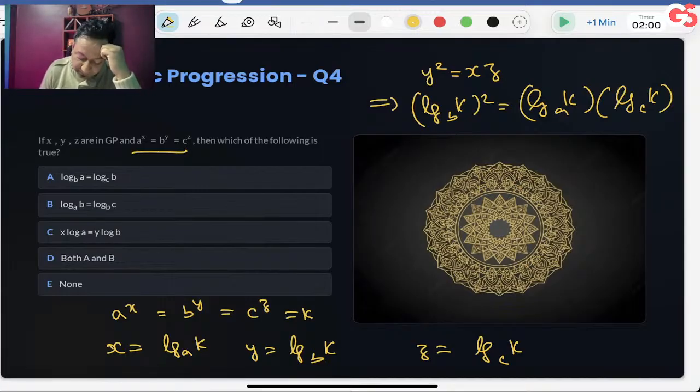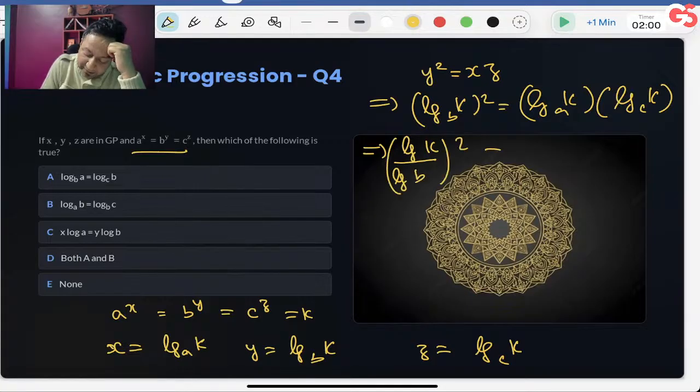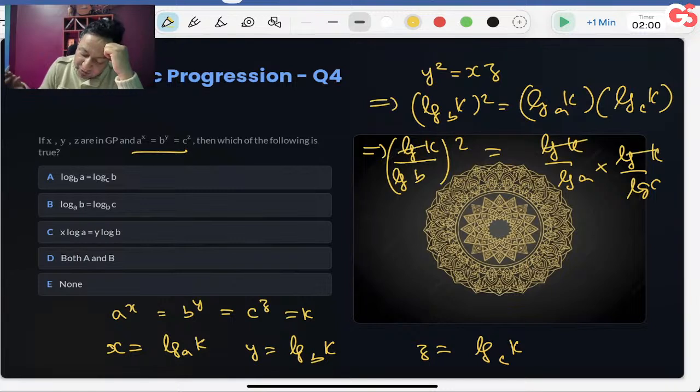So I can write this as (log k upon log b) whole square, isn't it? And here I get the same thing, log k upon log a, log k upon log c. See what's happening? Log k बुरा कर चुका है, वैसे k constant था. So I'm getting 1 upon log a, log b का square है.